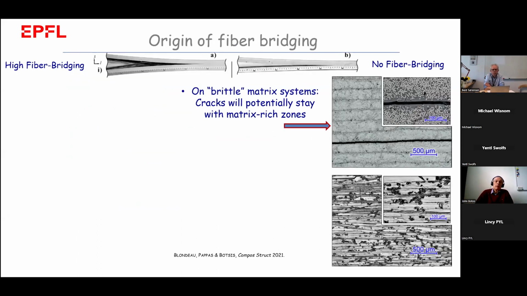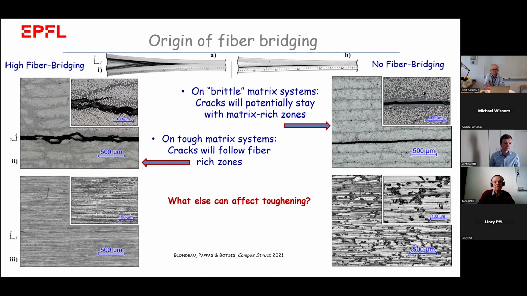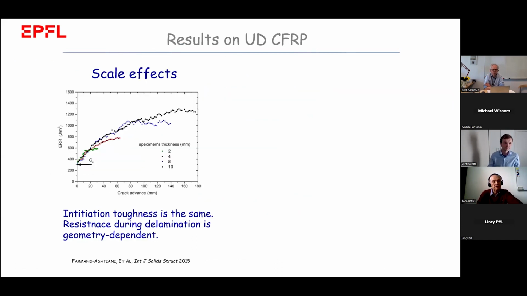So, origins of fiber bridging. If you take a material with a rather brittle matrix, what you are going to see is a very nice crack and no bridging. But if you take a tough matrix, the crack will initiate and grow in fiber-rich zones, creating fiber bundles and thus bridging. So now you have here different thicknesses, the same initiation for UD, okay? Initiation is the same, but the R curves are different.